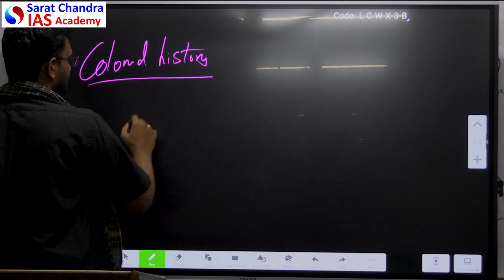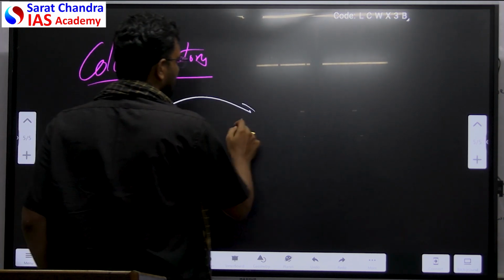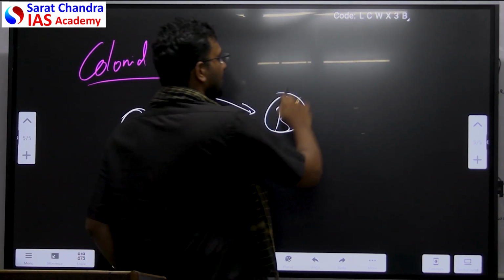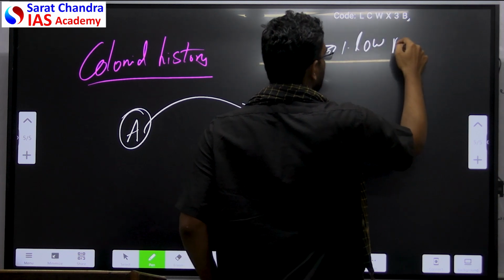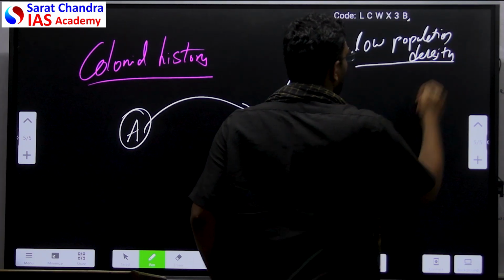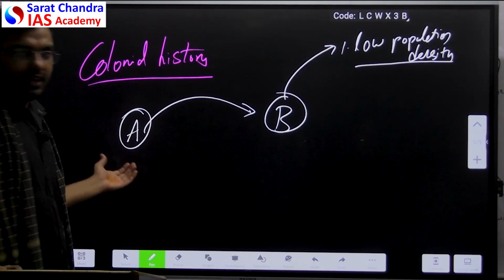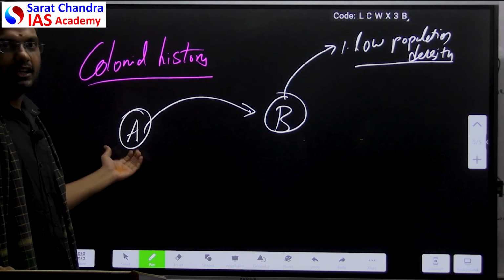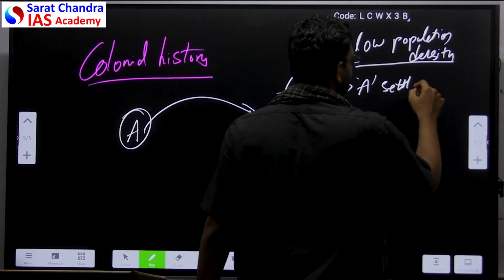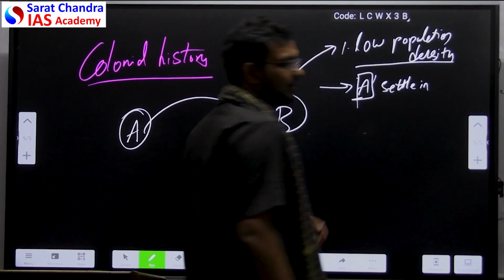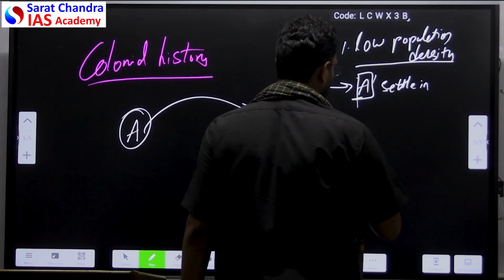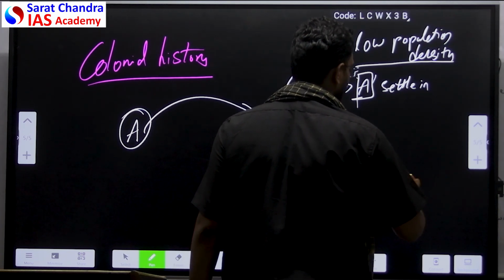So when the colonizers started, let's say the A country started colonizing the B country. So there are two possibilities. First one is, if the B country has low population density, what happens? It will provide scope for the population of the A country to move towards the B country. So the people from A will settle in the colony. Otherwise, there is a second possibility, that is the B country has a very high population density.